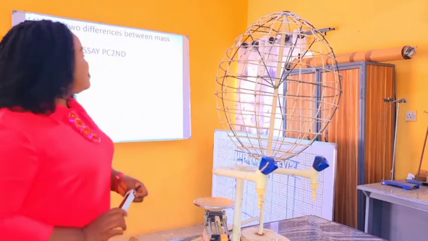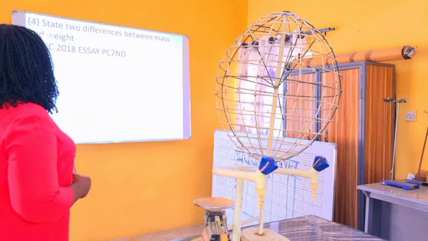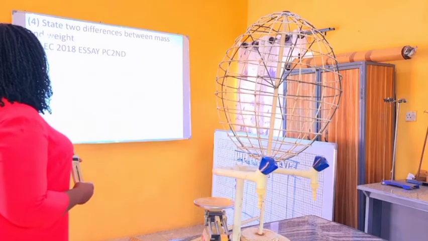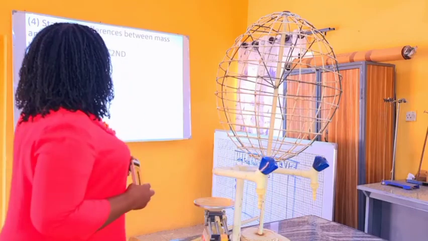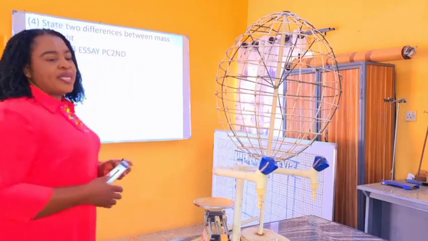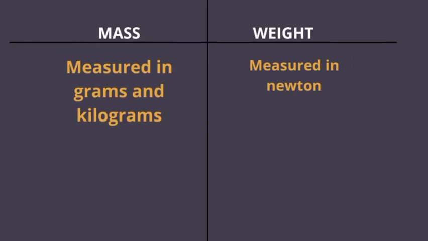Next, state two differences between mass and weight. This is the essay part of the question. In this question, you are expected to tabulate. You tabulate, and then you write mass and then you write weight.